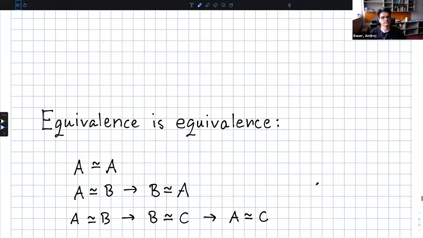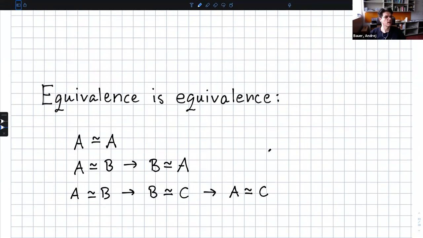Okay. What are some basic observations? Are the pi ones the same? The pi ones are what? Basile, what? Of the iso and the equiv.